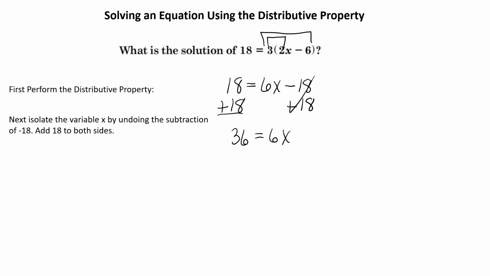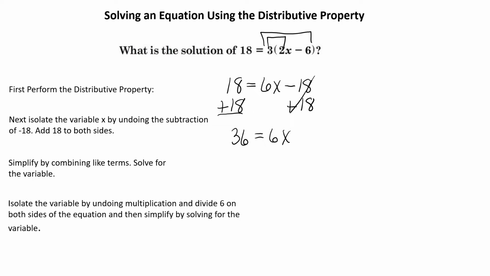These cross off. What I just did is I simplified by combining like terms. Now we need to solve for the variable by isolating it and undoing the multiplication. We're going to divide both sides by 6. So now we get 6 equals x. Okay, and that was it for that one.